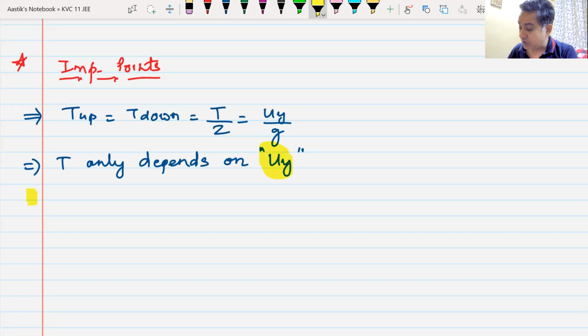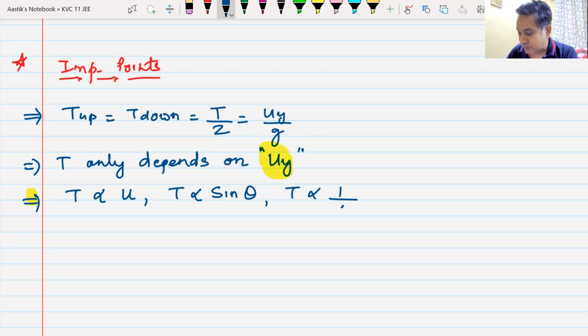In general, time of flight is directly proportional to u. Time of flight is directly proportional to sine theta. Time of flight is inversely proportional to g. I hope you understand this. Yes or no?